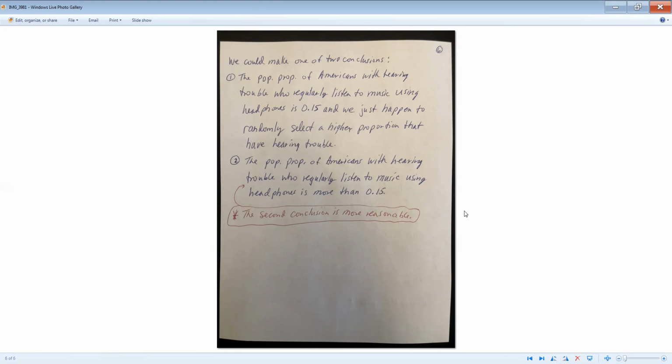Whenever you're dealing with statistics, the numbers send you in a certain direction in which you would explore all of your possible scenarios, all of your possible conclusions, and then you look at the one that is most reasonable. And in this case, the second one is the most reasonable conclusion. Let me know if you have any questions with anything I've said.